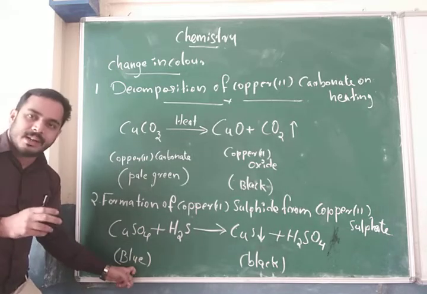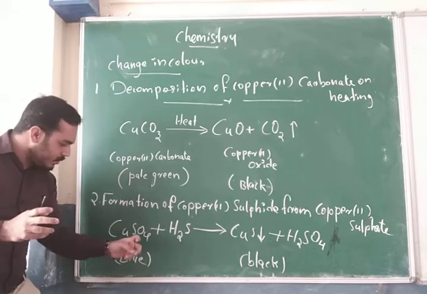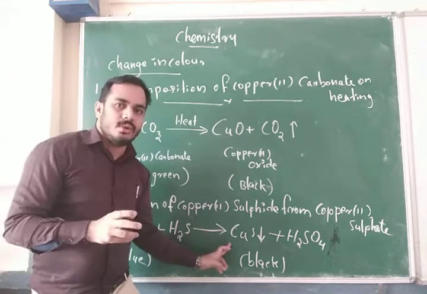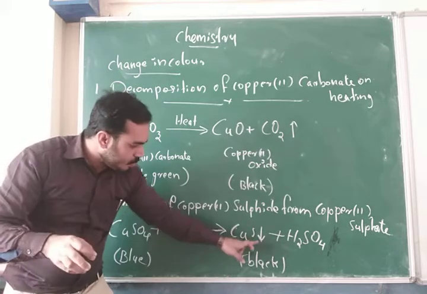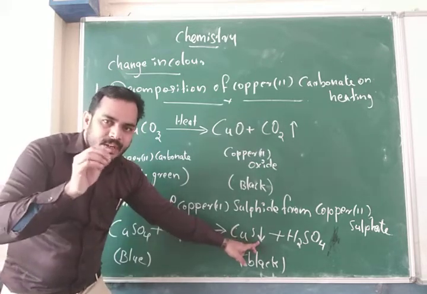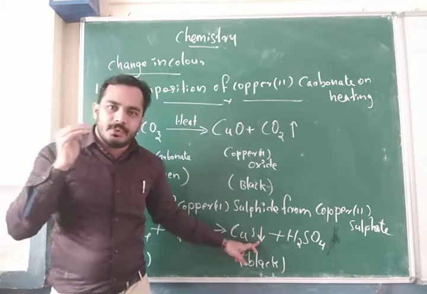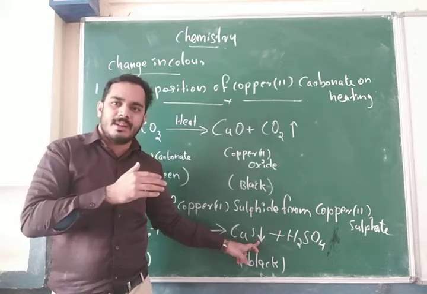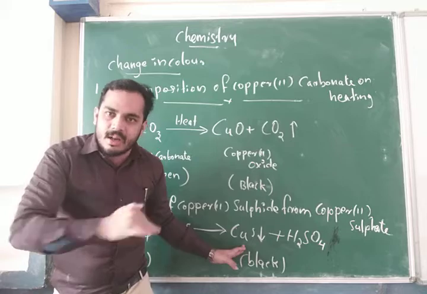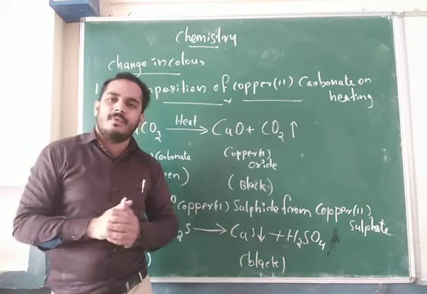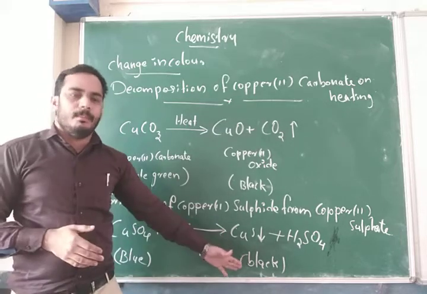The copper sulphate color is blue. After adding the hydrogen sulphide into the copper sulphate, it turned to copper sulphide. One arrow is also mentioned here in the downward direction. That means on introducing the hydrogen sulphide into the copper sulphate, the copper sulphide settles down. What is the color of that copper sulphide? It is black in color. So blue turned to black color.